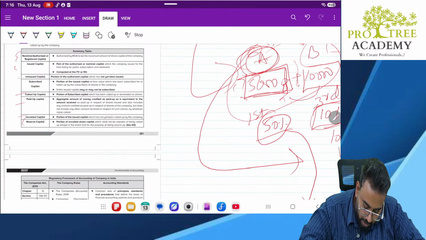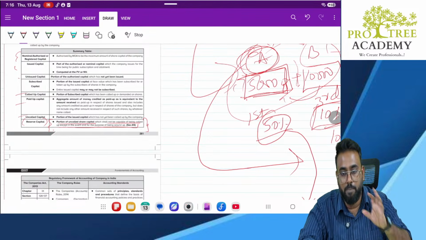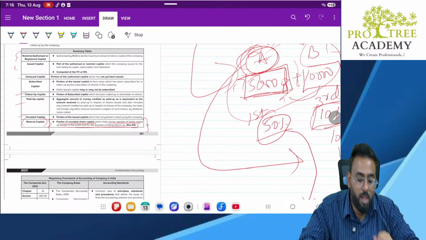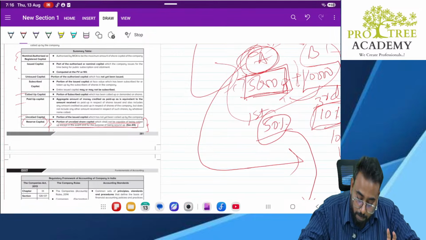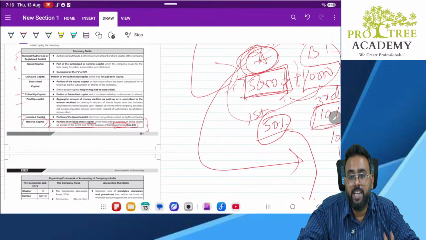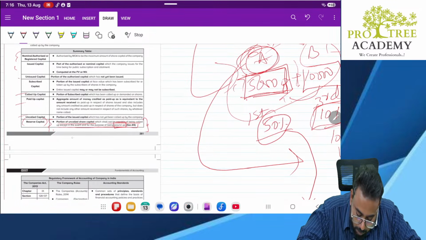There is something called reserve capital, the portion of uncalled share capital which shall not be capable of being called except in the event and for the purpose of being wound up. See, there is something called reserve capital. Just understand the concept. This capital is kept for the purpose of winding up.